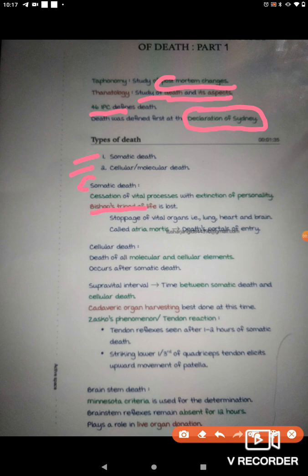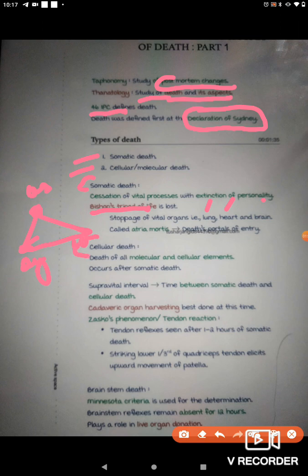So Bishop's triad is asphyxia, syncope, and coma. Asphyxia of the lung, syncope in the heart, and coma in the brain. This is called atria mortis. So asphyxia, syncope, and coma: all the damage to the heart, lung, and brain is the opening portal for death, called atria mortis.